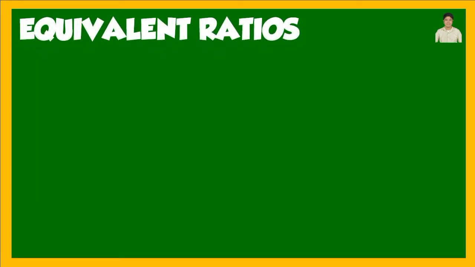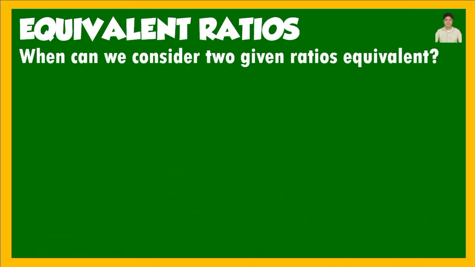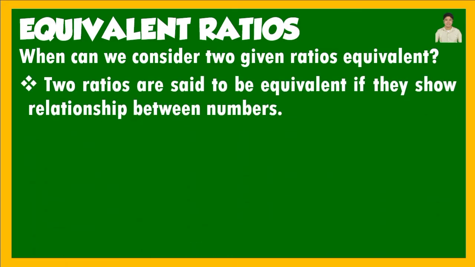So, let us now proceed to equivalent ratios. When can we consider two given ratios equivalent? So, kailan nga ba natin pwedeng sabihin na ang dalawang ratios na given ay equivalent, equal, magkapareho, magkapantay? Two ratios are said to be equivalent if they show relationship between numbers. Siyempre, kaya nga sila equivalent dahil meron silang relationship between them.